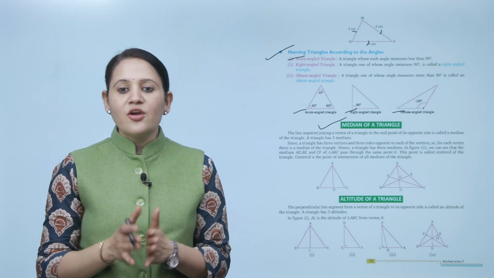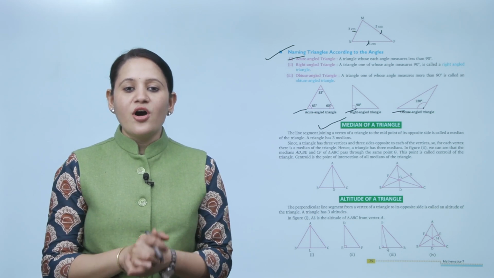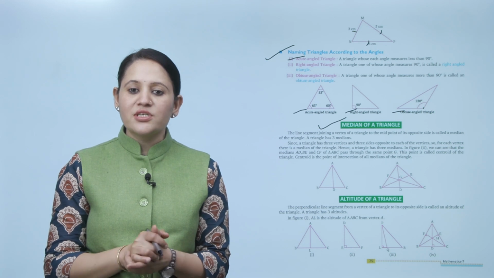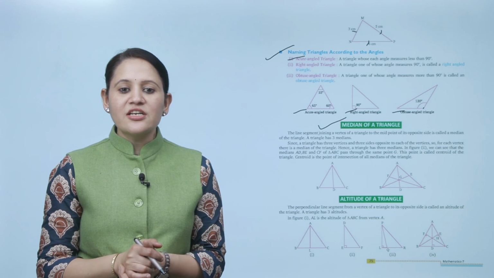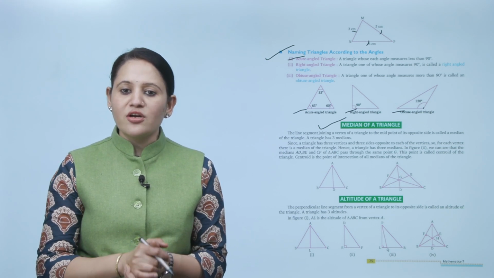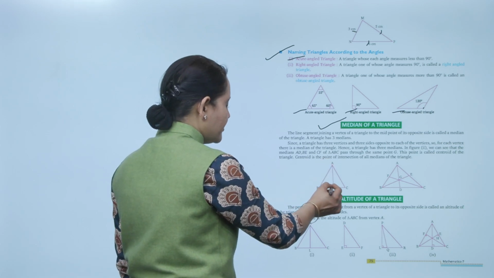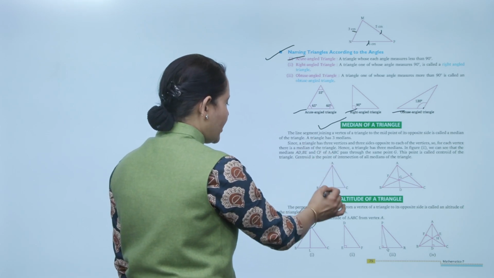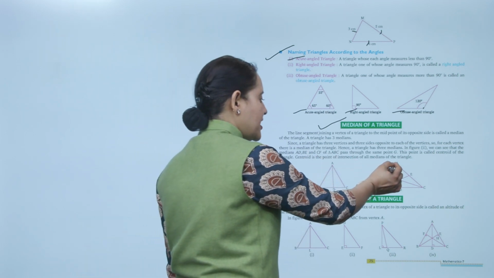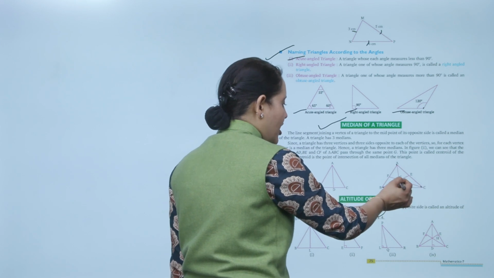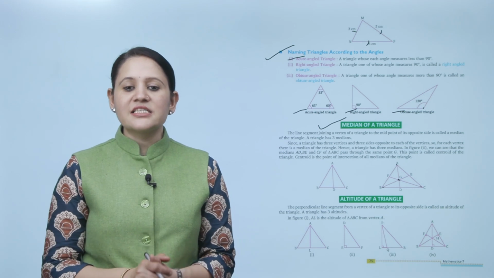In the second figure, we can see that the medians AD, BE and CF of triangle ABC pass through the same point G. This point is called the centroid of the triangle. Centroid is the point of intersection of all medians of the triangle. So here the line segment that joins a vertex to the opposite side, ठीक है, vertex से जो opposite side को line segment join करता है, that is known as a median. A triangle has 3 medians because 3 vertices होते हैं. All intersect at one point. This point is known as the centroid. Clear? Next is altitude of a triangle.